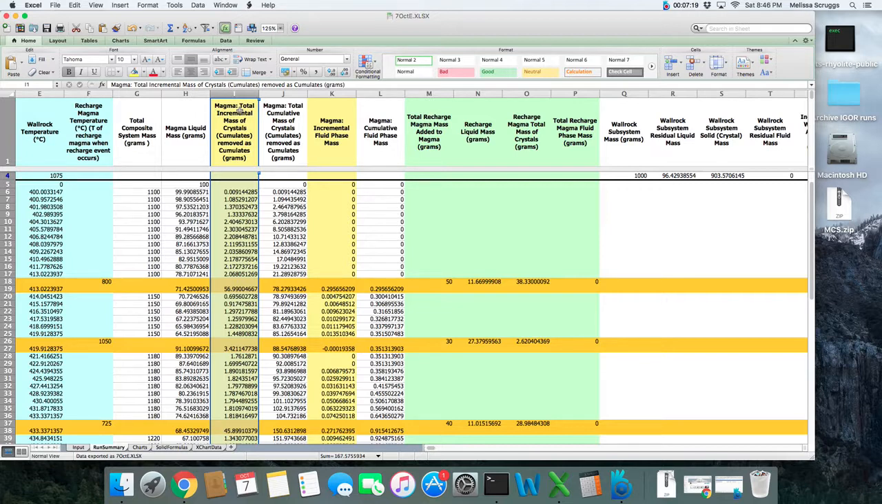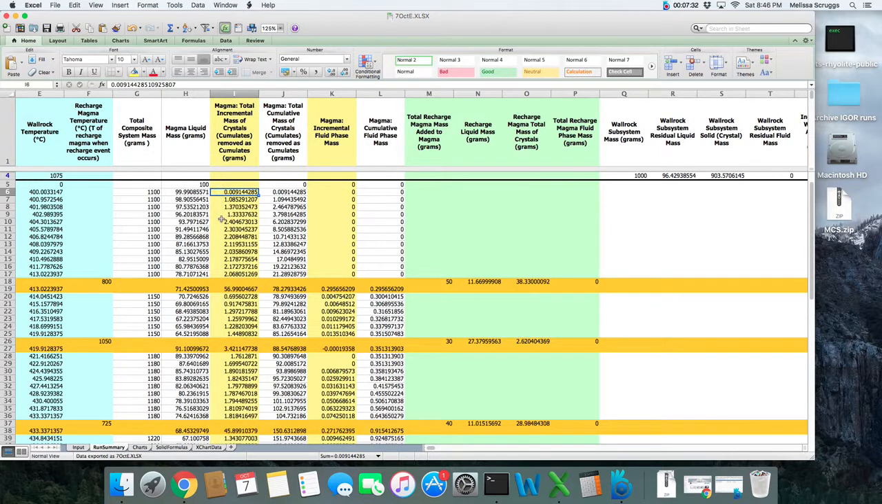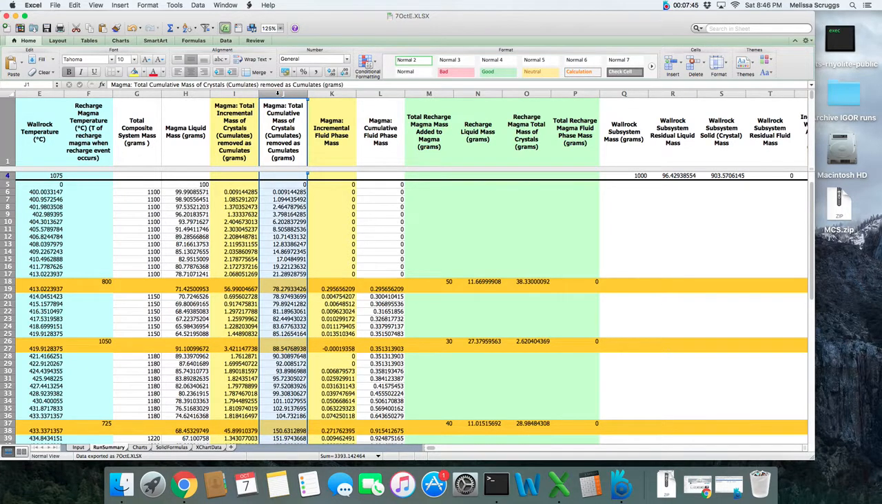Column I is the total incremental mass of cumulates removed at each temperature step. So remember that magma equilibrates, that's your equilibrium crystallization, and then the removal of cumulates, or the fractionation, occurs after that equilibration. So after the first temperature step, we've removed 0.009 grams of cumulates. After the second one, 1.08 grams of cumulates. After the third step, 1.37 grams of cumulates, and so on and so forth. Column J is the cumulative mass of cumulates removed. That's a mouthful. Basically, we are just keeping a running tally for you so that you don't have to add it all up in Excel later.